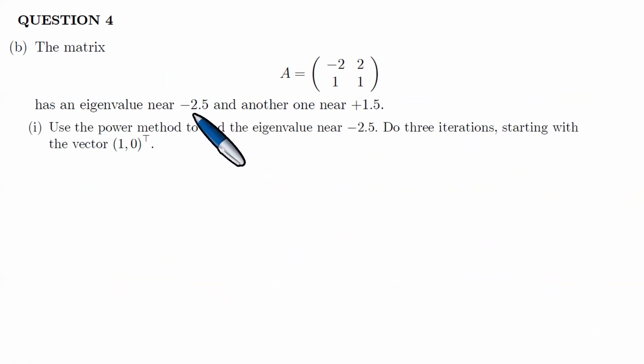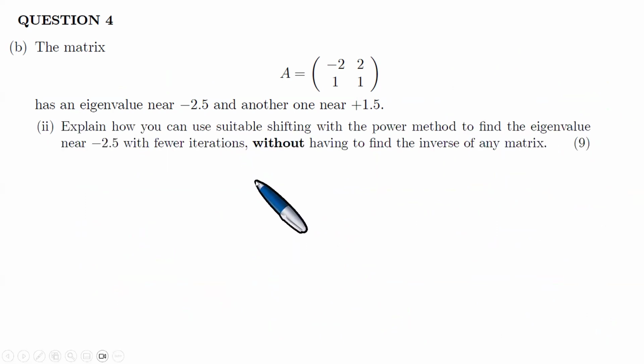Then we look at the next question. In question B, the matrix A, which has minus 2 and 2, 1 and 1, has an eigenvalue near minus 2.5, still the same instruction, and another one near plus 1.5. Explain how you can use suitable shifting with the power method to find the eigenvalue near minus 2.5 with fewer iterations without having to find the inverse of any matrix.